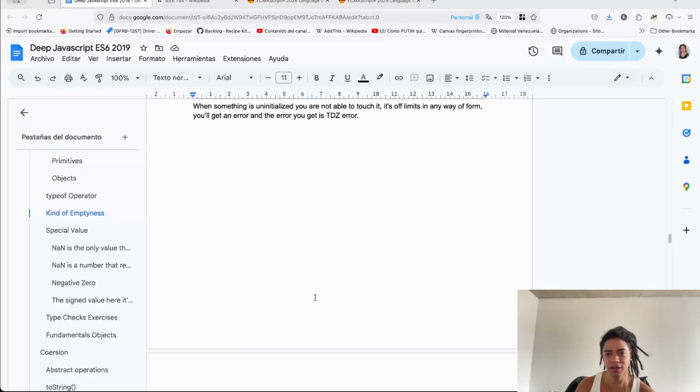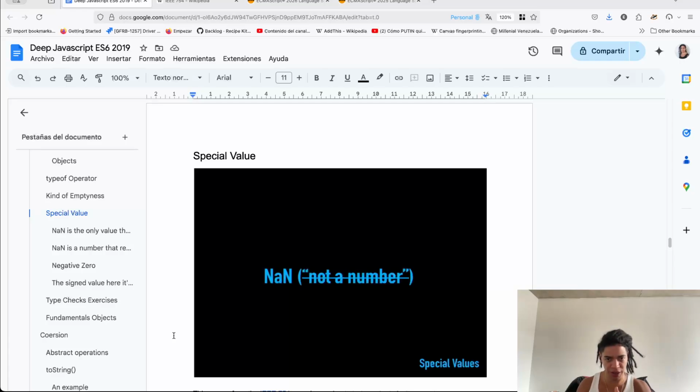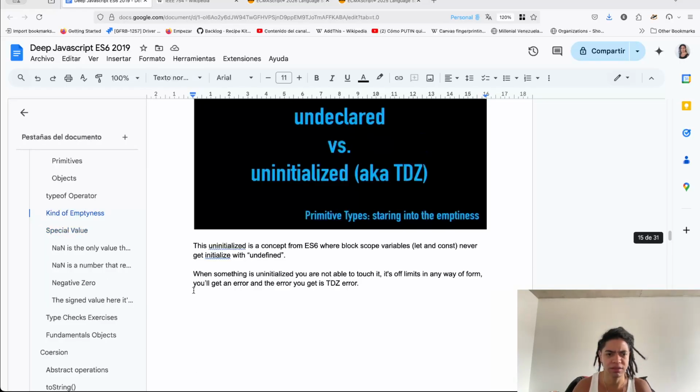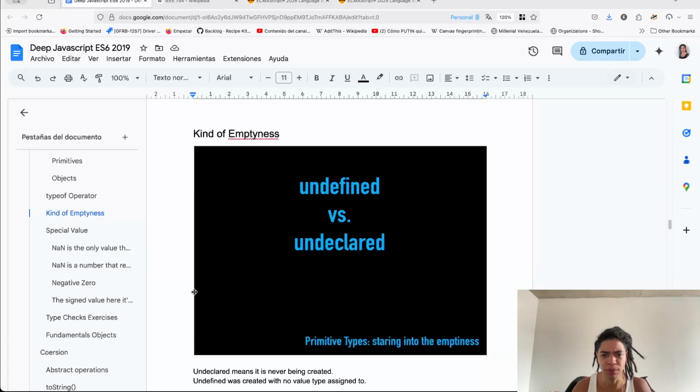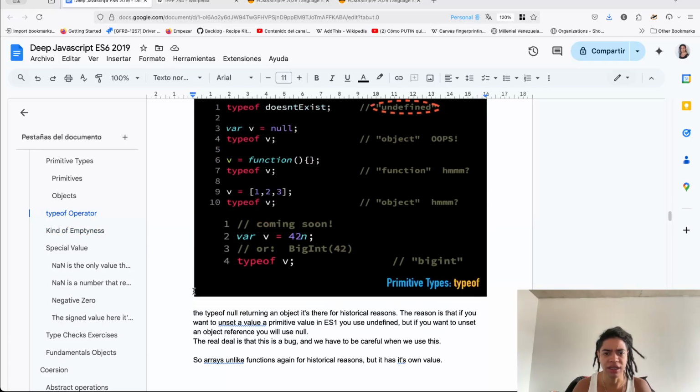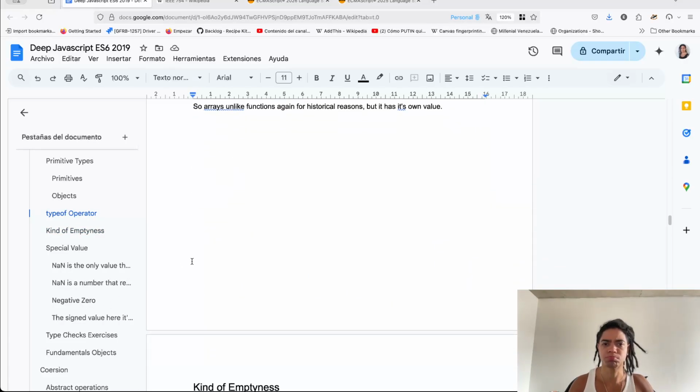But in any case, the idea is to explore now what the type of null is. This is quite interesting. I don't like this. I definitely don't like this.